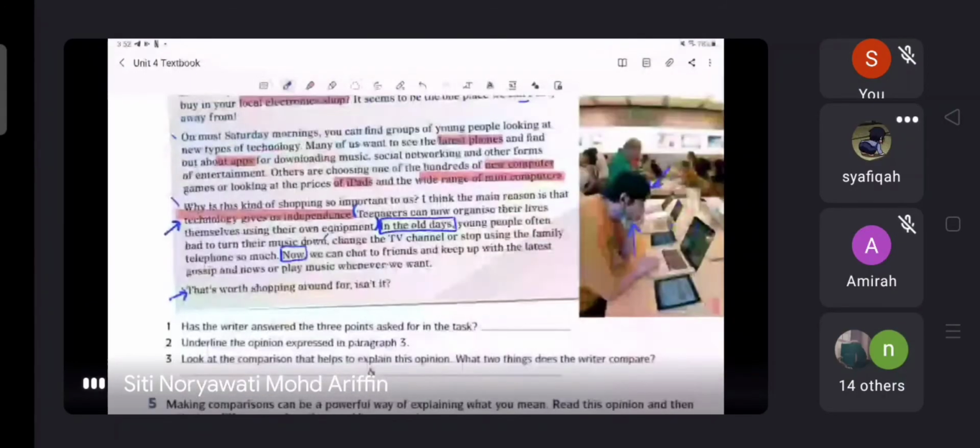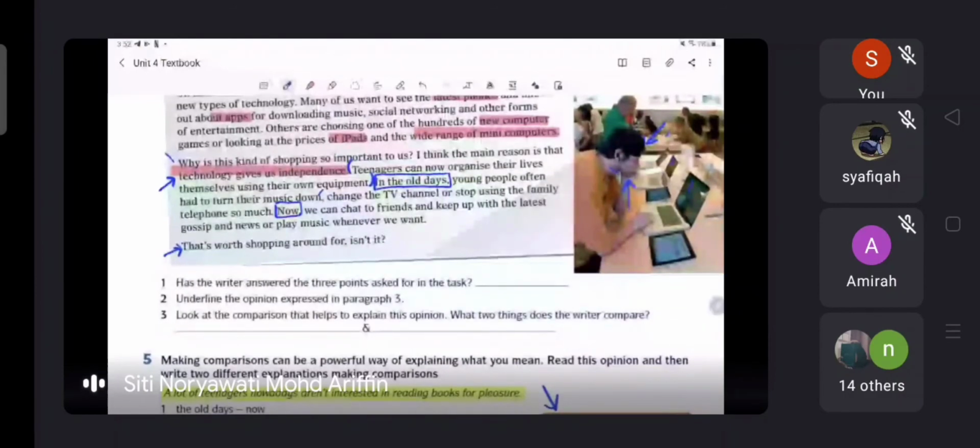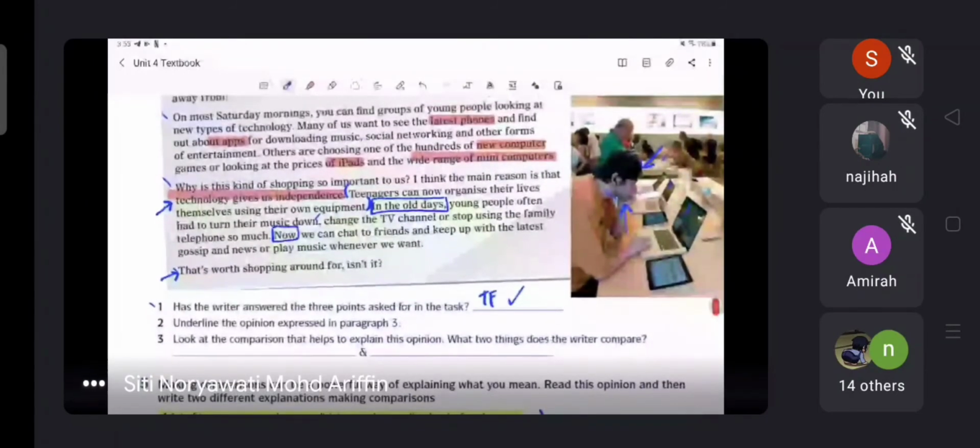Okay, so moving on. This is it, we go through once more. So has the writer answered the 3 points asked in the task? TF, he did the best. Okay, task fulfillment. Okay, underline the opinion expressed in paragraph 3. So the opinion for paragraph 3 is this one. Technology gives us independence. Yes. That is his point. Okay, and then the last one, look at the comparison that helps to explain this opinion. What two things does the writer compare? Yes, okay, so they compare between the old days and now.